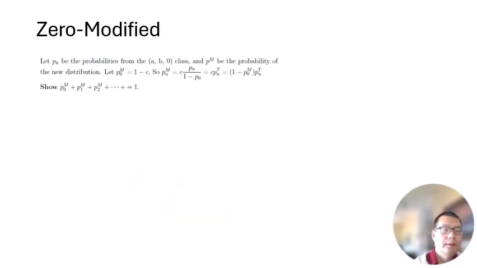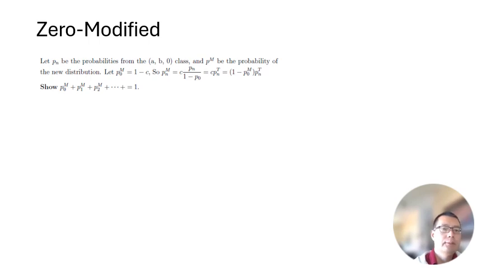Now let's talk about the zero modified distribution. Let Pn be the probabilities from the AB0 class and PnM be the probabilities of the new distribution. And let P0M be equal to 1 minus C. So PnM will be equal to C times Pn over 1 minus P0, which will be equal to C times PnT, and it's equal to 1 minus P0M times PnT. So P0 plus P1 plus P2 up to the end equals 1.